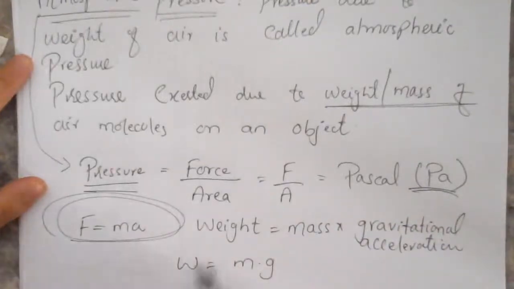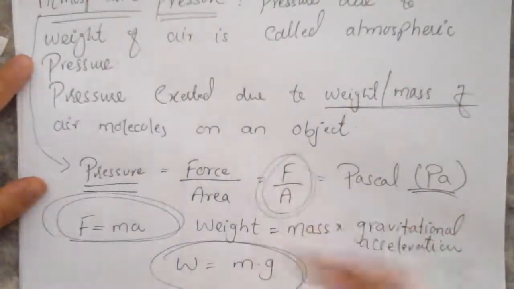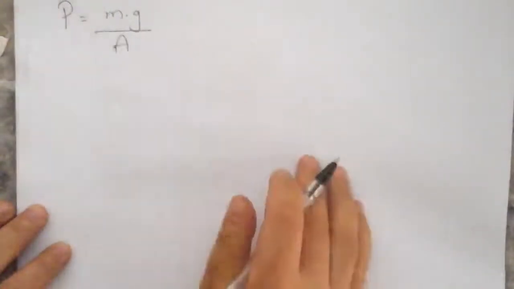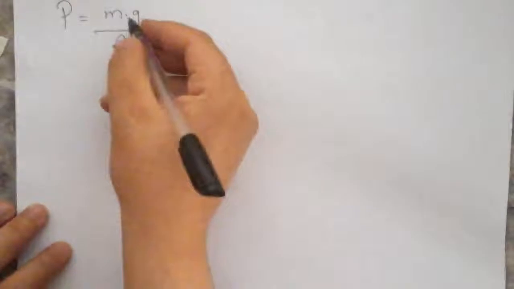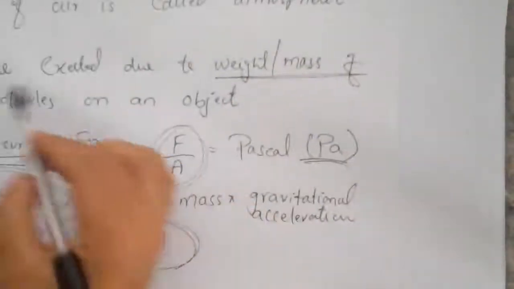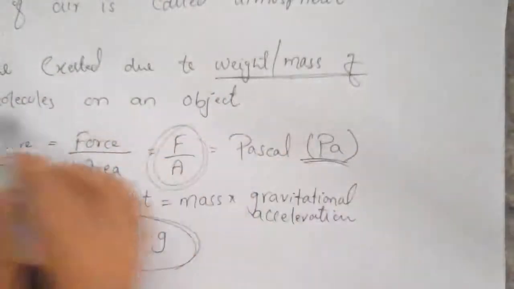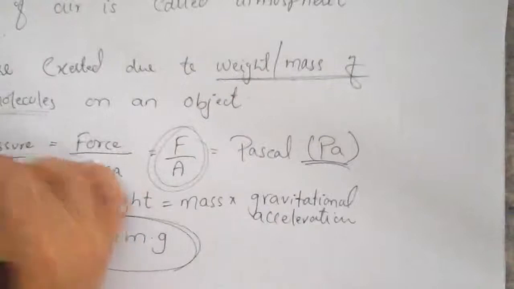Is that clear? So we are going to put the value of weight in the formula of pressure. So pressure is equal to mg divided by area. Now, from the definition, we know that the pressure is exerted due to the weight of air molecules.